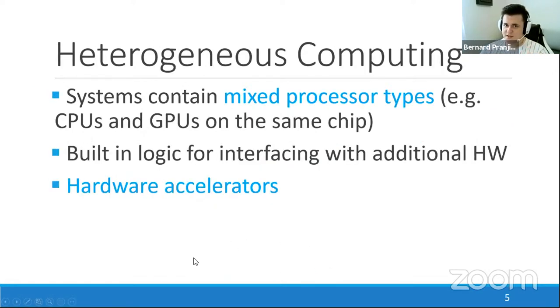Then another aspect is heterogeneous computing in general. We usually see it in systems where there are mixed processor types. Usually there is a mix of CPUs and GPUs on the same chip. In this case, the GPU can do graphical operations and operations on large data sets, while the CPU can perform the other operations at the same time. And there's also built-in logic for interfacing with additional hardware. So if you have hardware components like network adapters or sound cards, you can use this additional logic to communicate faster with these components. And most important, there are hardware accelerators. Those are specialized hardware that can run certain operations faster than in software on a regular CPU.